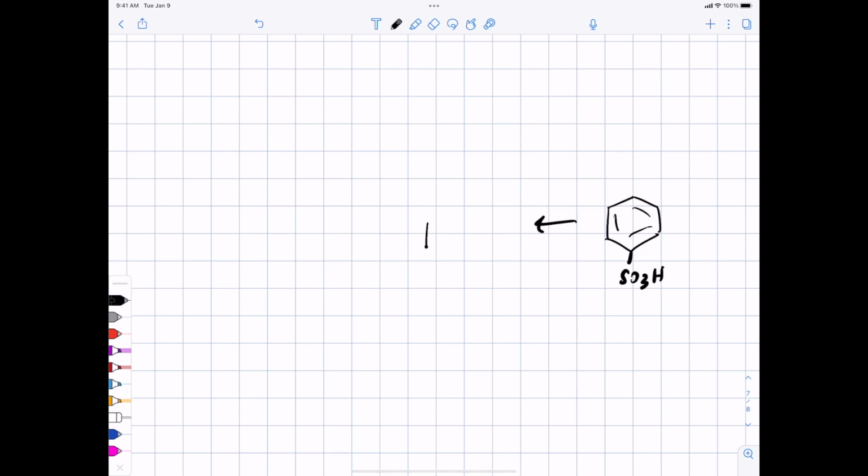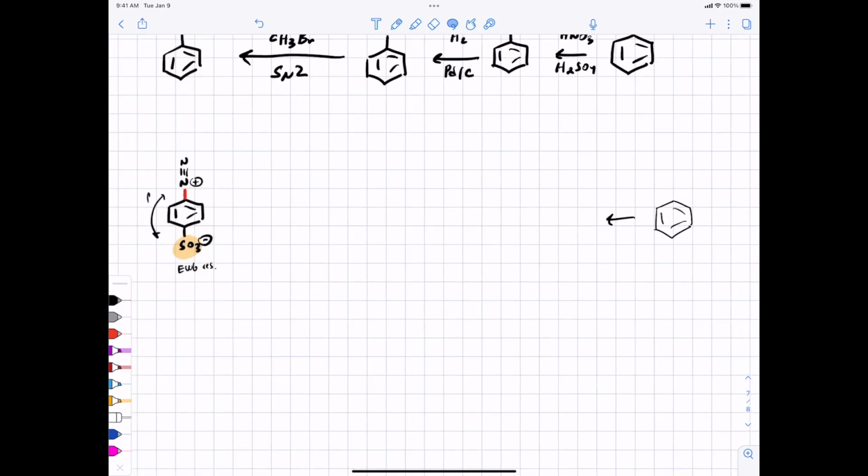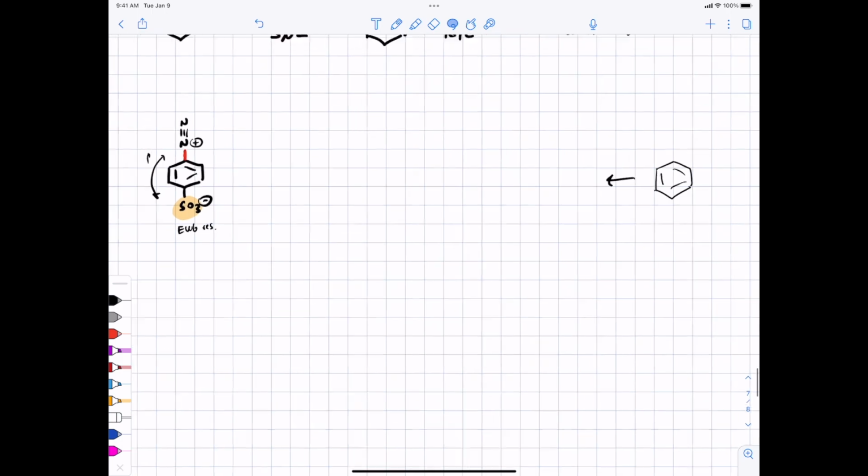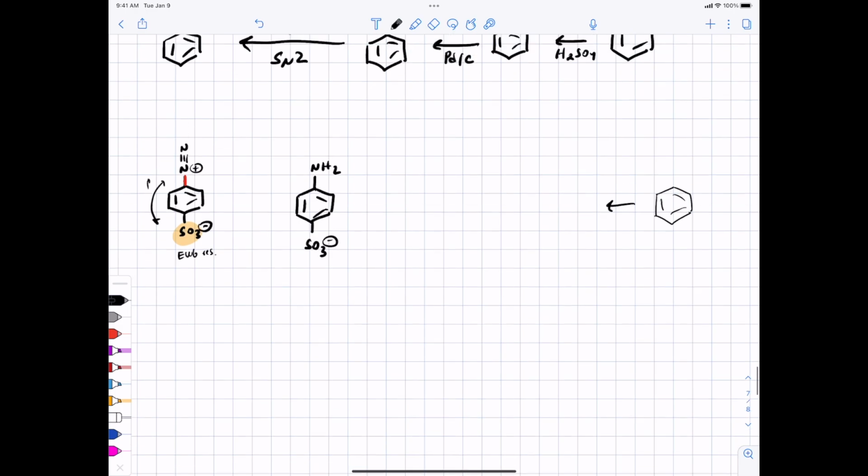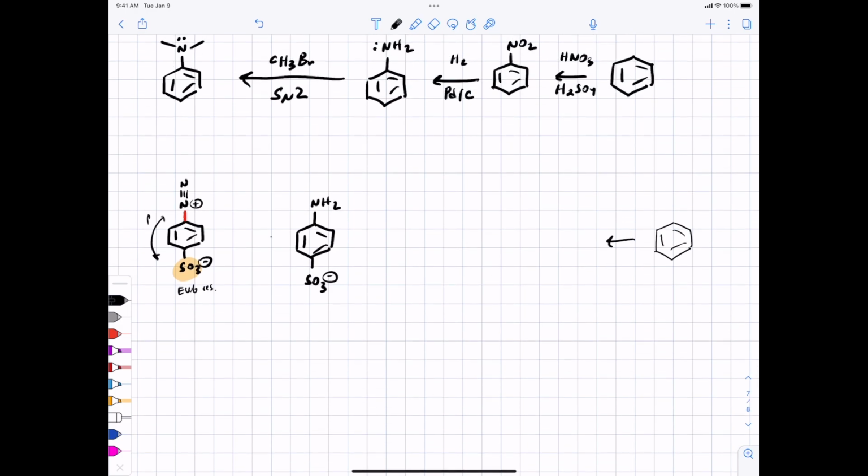Put that group on first and then what? You get the meta, right? So that tells you that you've got to take a slightly different approach. It may also be helpful to think backwards just one step and remember that we get the diazonium ion from the corresponding aniline. And that's that new set of reaction conditions, sodium nitrite and HCl.